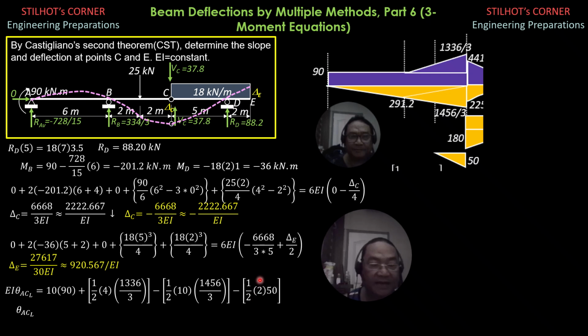So theta AC left is equal to negative 686 over EI. Negative means clockwise from the tangent at A to the tangent at C left. It is clockwise as shown. So this is the tangent at A. This is the tangent at C left. So this is theta AC left, which is clockwise. And supposedly this is 10 times theta A, and we already computed delta C.